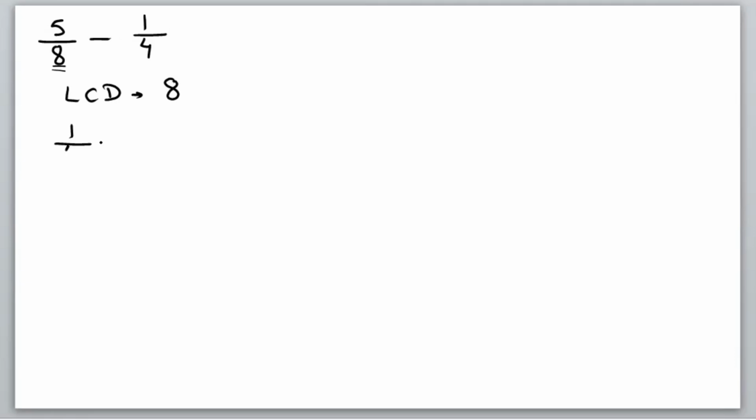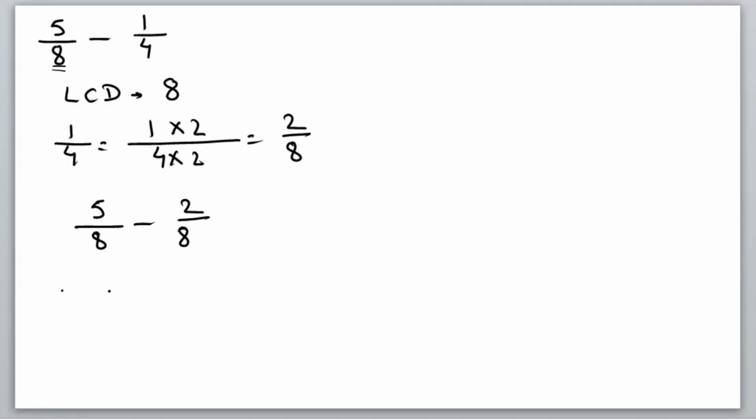So 1 over 4, 4 times 2, 1 times 2. It will be 2 over 8. Now we have to do our subtraction. The denominator will be as it is. 5 minus 2, it will be 3 over 8. This is our answer.